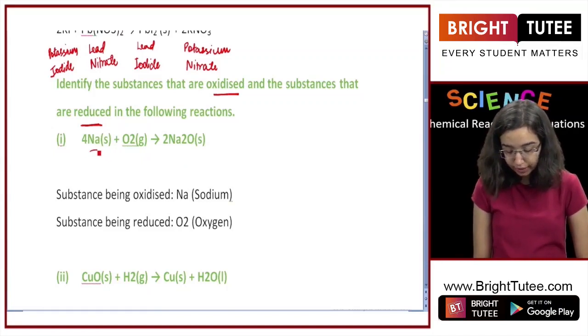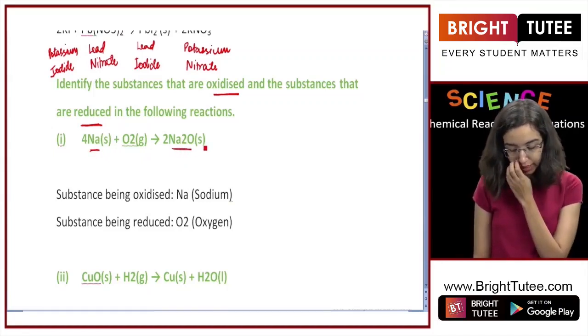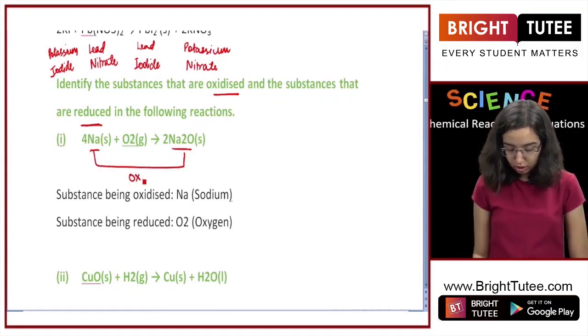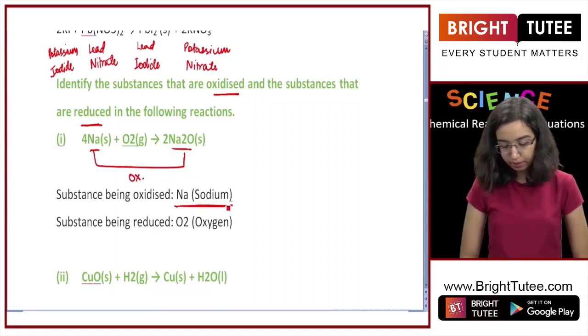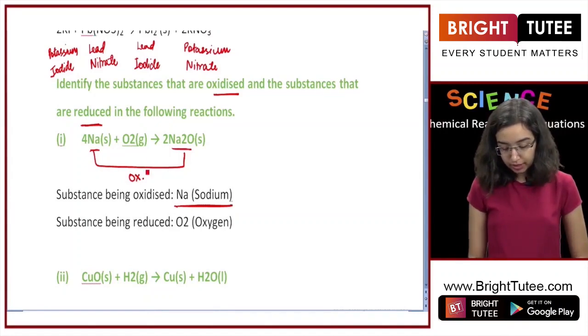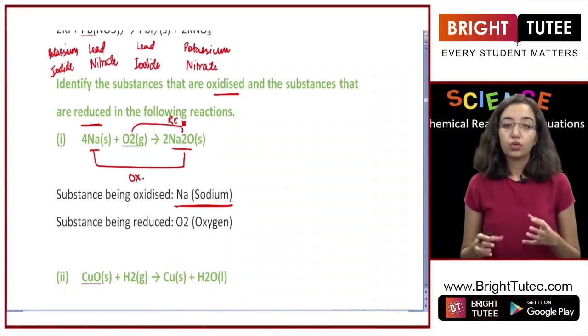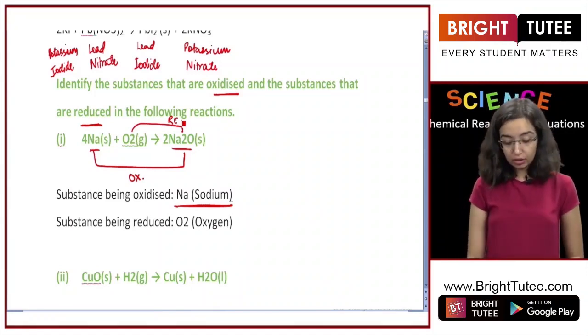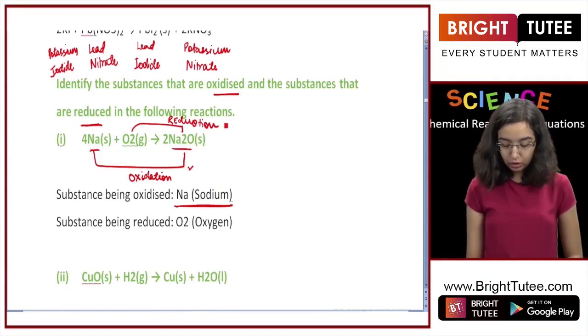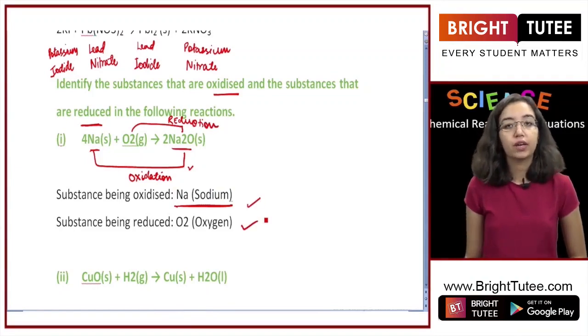So we know that Na initially did not have an oxygen atom with it and now it does. So this process is of oxidation. So the substance being oxidized is sodium. But since oxygen is getting a metal attached to it, that is why it is getting reduced. So this process is of reduction. Right? So when you are answering a question like this, it is always better that you draw these lines and mention on them that this is oxidation happening and this is reduction happening, and then you write the substance, like sodium and oxygen, like I've mentioned here.